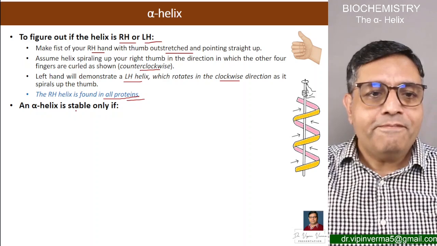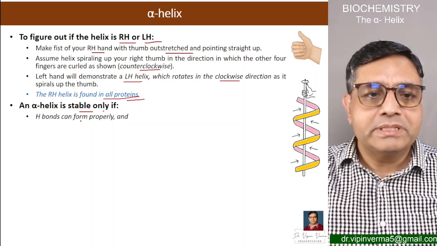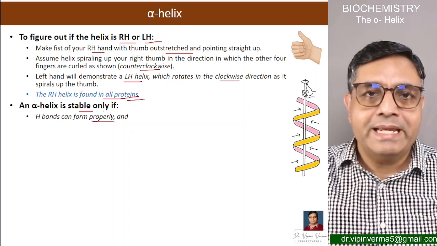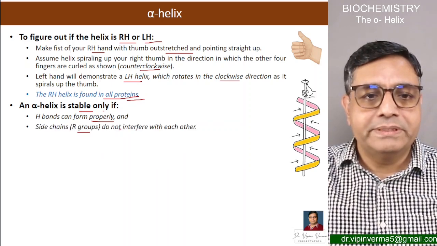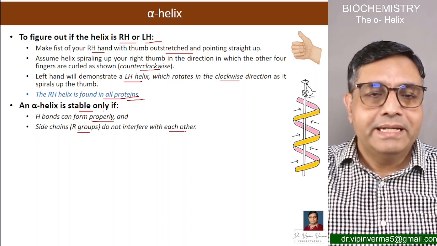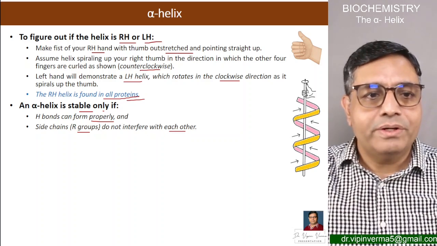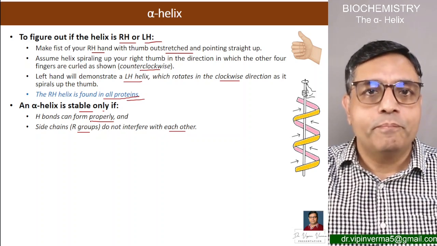So an alpha helix is stable only if hydrogen bonds can form properly. If hydrogen bonds cannot form properly, then the alpha helix cannot be stabilized. And the side chains, which are the R groups, do not interfere with each other. So that means it is very simple: if the R groups are not sterically creating any disturbance, then only an alpha helix can be stabilized and hydrogen bonds can form properly.